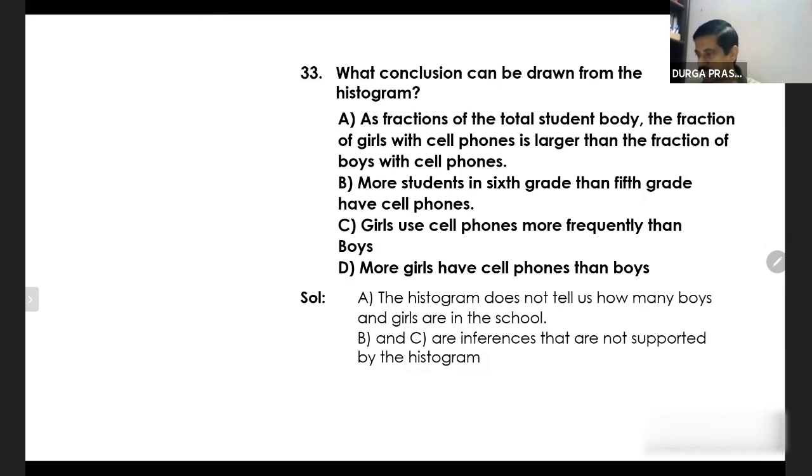Girls use cell phones more frequently means the number of girls who have cell phones is given, but how frequently they are using is not given. So option B is more right because more girls have cell phones than boys. C is just apprehension or an imagination. So D is the right option of all. So please note it, please.